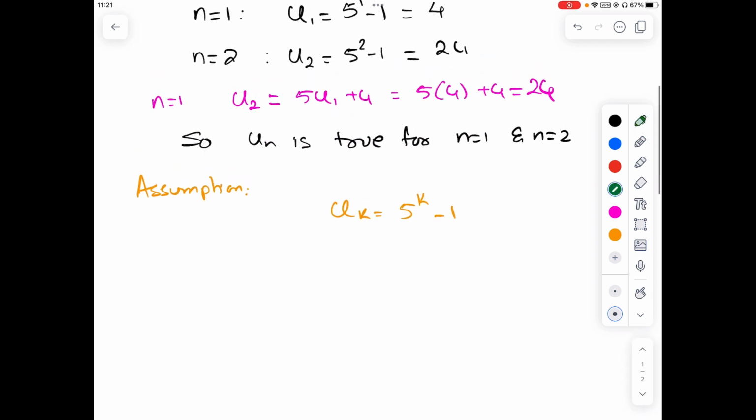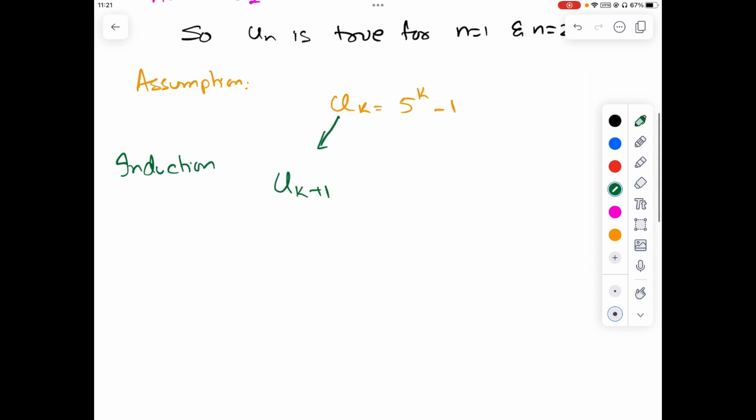Next I go for induction. In induction, what am I going to do? Take the right hand side, plug in k plus 1 instead of k. And when you simplify it out, you should take the left hand side and get that answer as k plus 1. So this should be your answer.